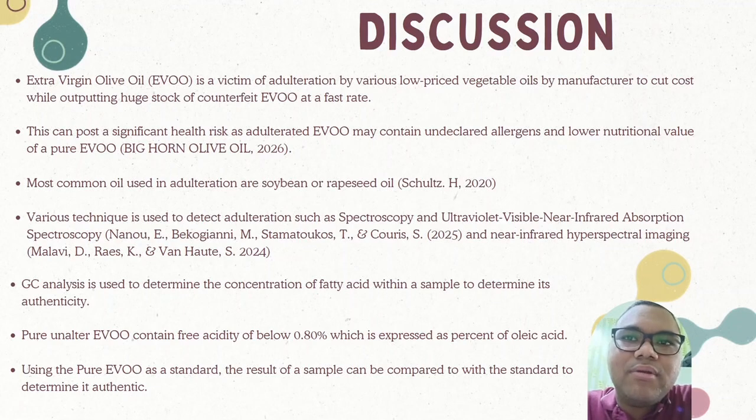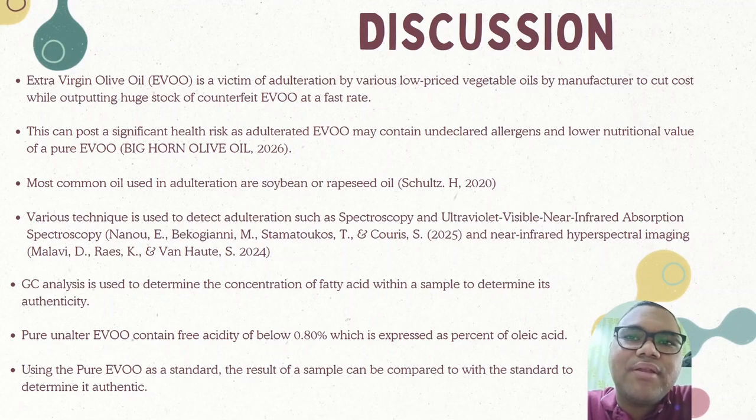Various techniques are used to detect adulteration, such as spectroscopy, ultraviolet-visible near-infrared absorption spectroscopy, and near-infrared hyperspectral imaging. GC analysis is used to determine the concentration of fatty acids within the sample to determine its authenticity. Pure unaltered EVOO contains free acidity of below 0.80%, which is expressed as percent of oleic acid.